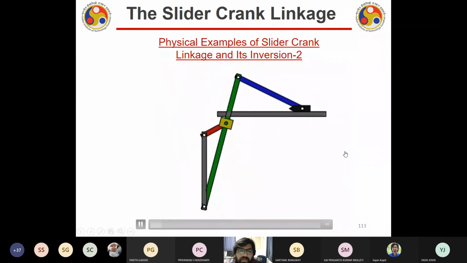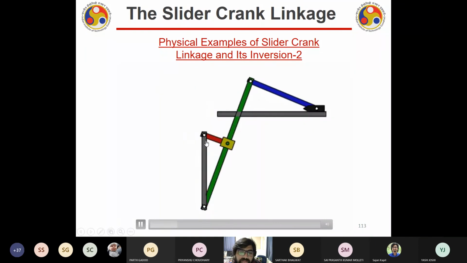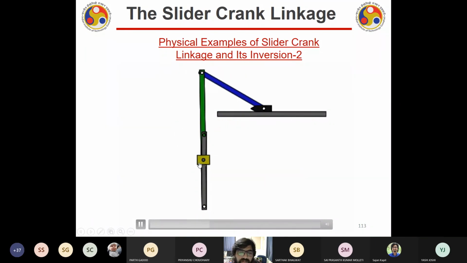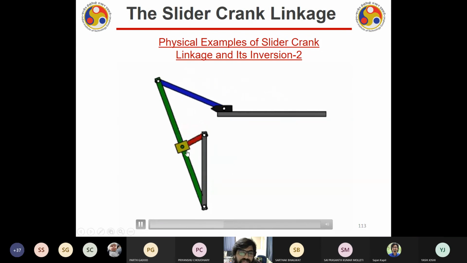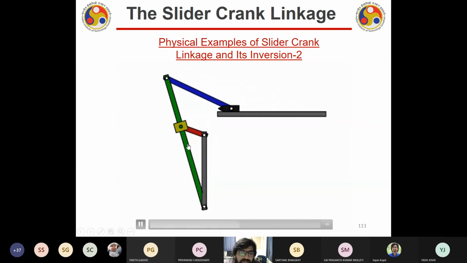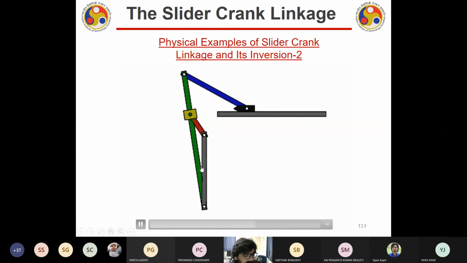So you can see here what is happening. This is the crank which is rotating, and the piston is also not attached to the ground. I mean, the prismatic joint is not with the ground. It is with a movable link, with a coupler. So what is the good thing over here?